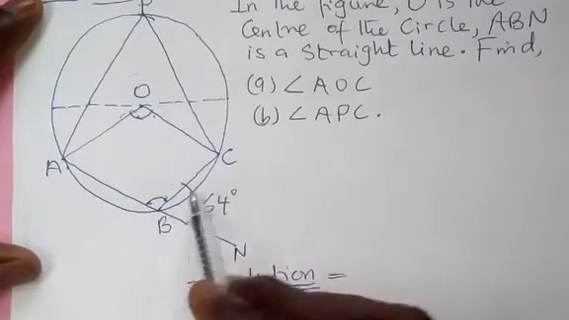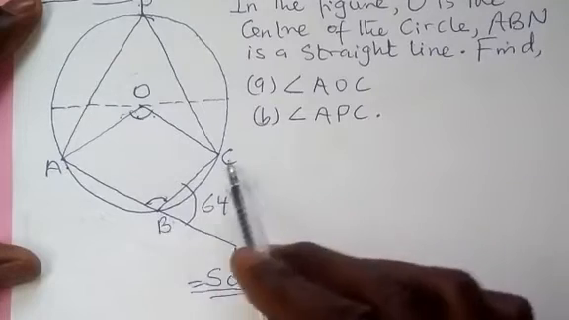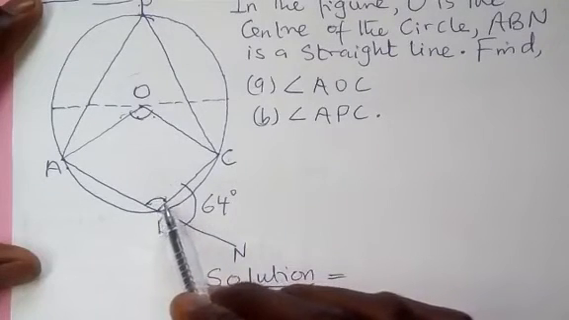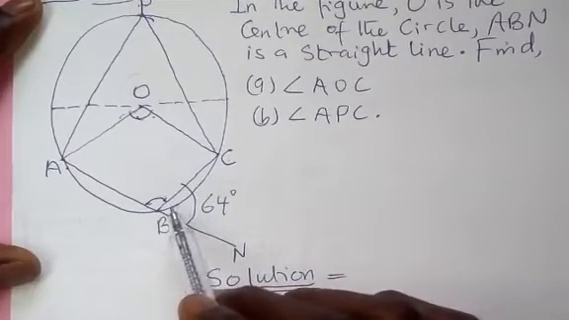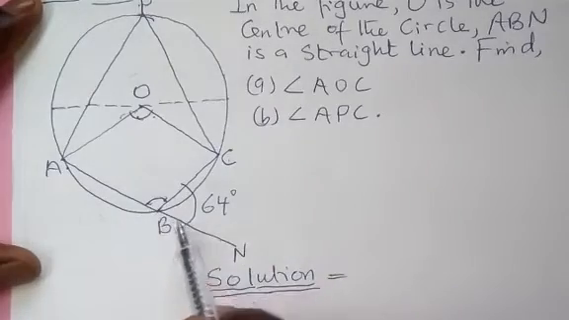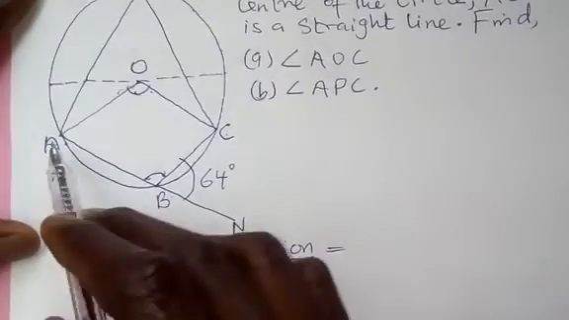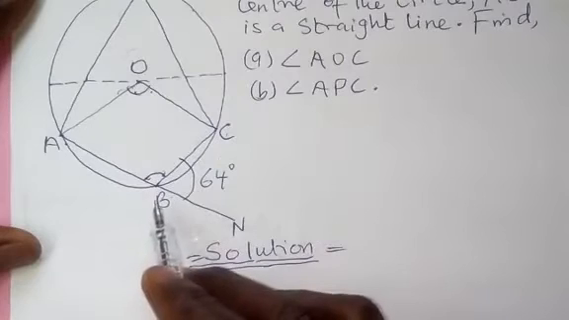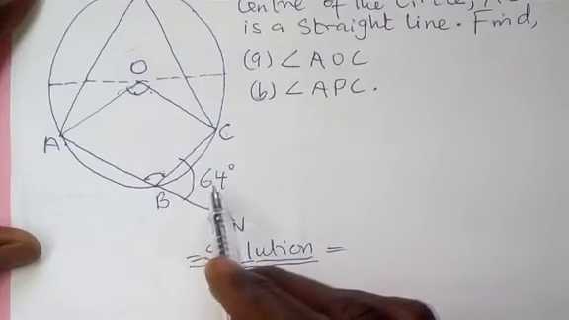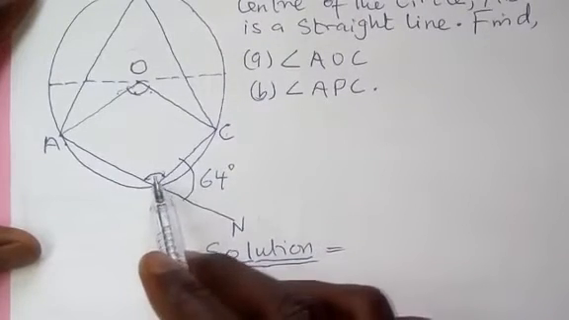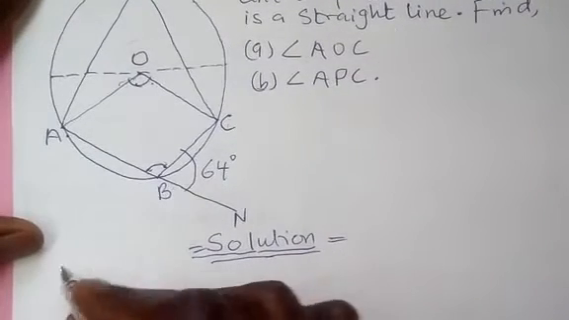when we add up our angle ABC together with our angle NBC, you realize that the sum of the two angles will give us 180, because that is the angle on a straight line. So we are going to look for our angle ABC by subtracting 64 from 180 in order to have our angle ABC. So let's start from there.